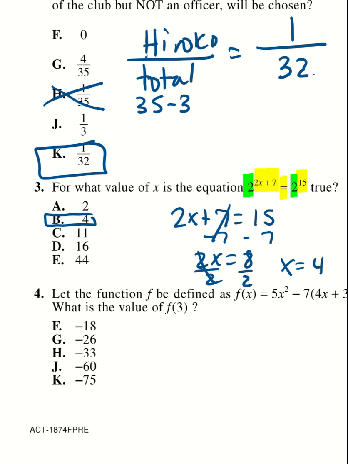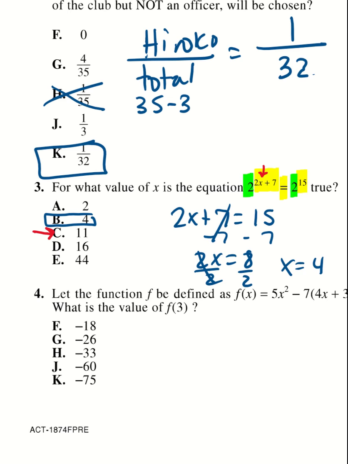Now, I do want to give you a little hint. If you are wanting to use the strategy of plugging in numbers, rather than starting at the top number and plugging in that number every time, start with the number that's in the middle. ACT orders their answers typically from the smallest numerical value to the largest, quite commonly. And so if you start with that middle number, in this case of 11, and you plug it in, remember, we're trying to see if we could get a power of 15.